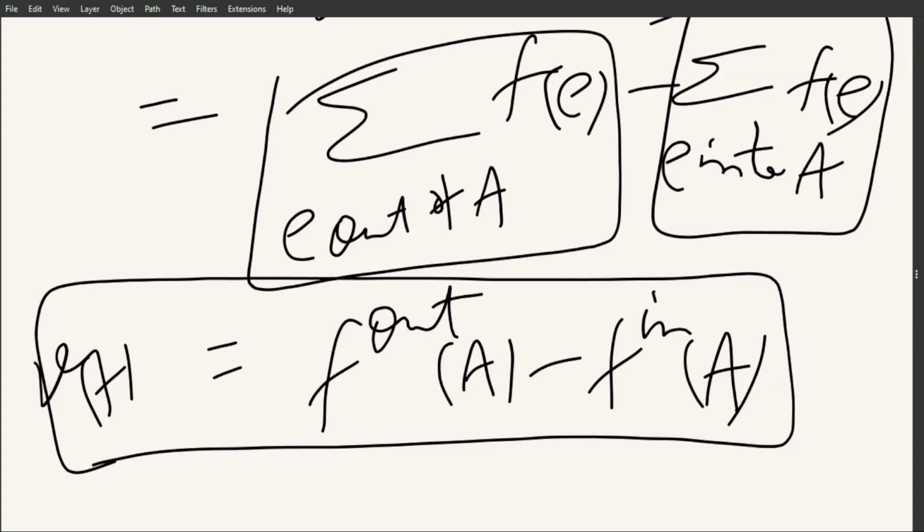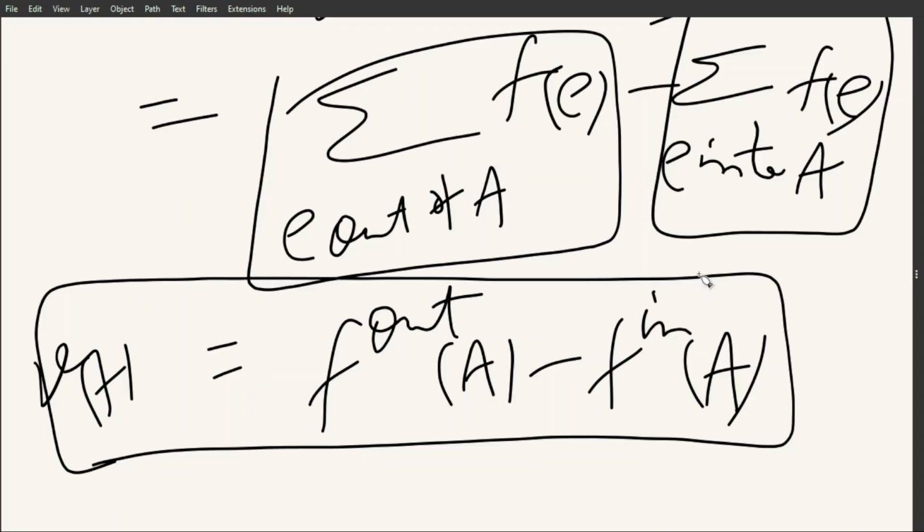So here actually we have proved our earlier claim. The value of the flow is f out of A minus f in of A. So we started with this, that the value of flow should be f out of A minus f in of A. So this is the proof of why the value of the flow is f out of A minus f in of A for any cut AB where s is in A. So this is a very simple equation.